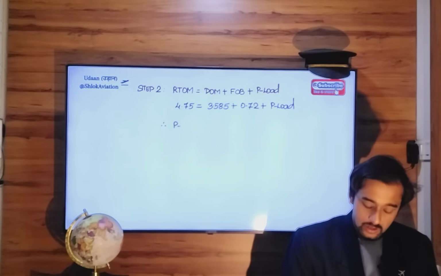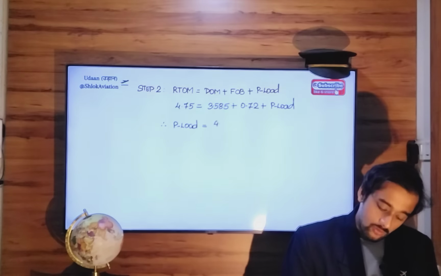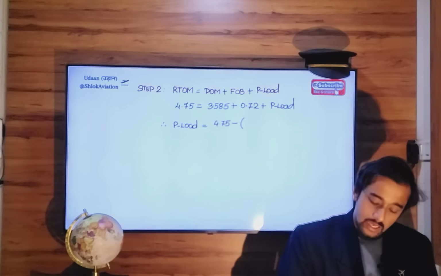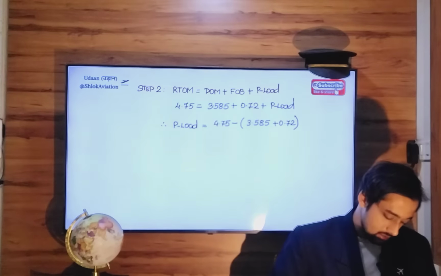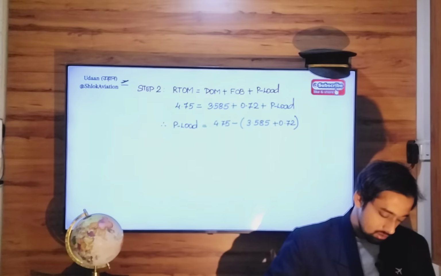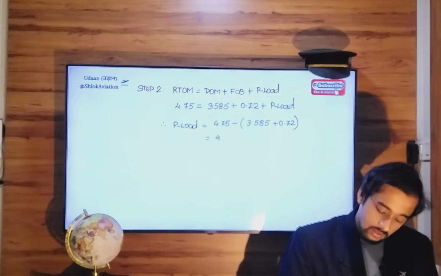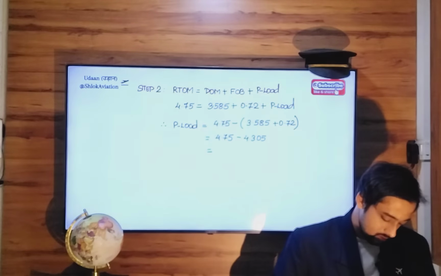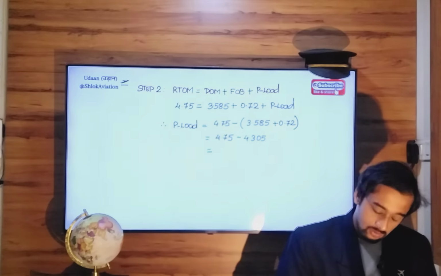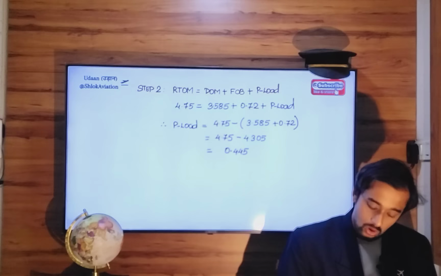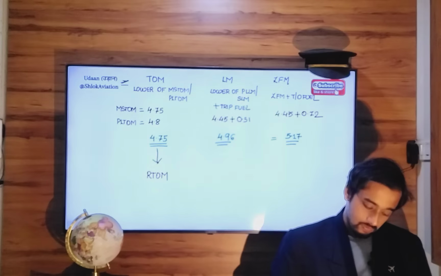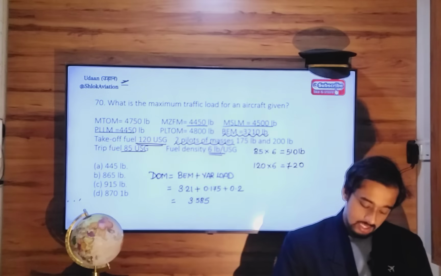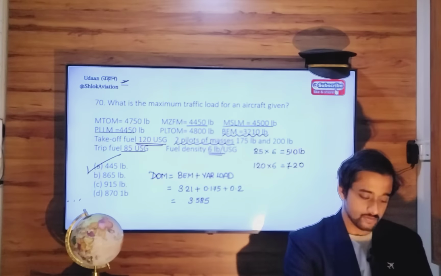So therefore payload will be equal to 4.75 minus 3.585 plus 0.72. So 4.75 minus 4.305, that is equal to 0.445 or 445 pound. So what is the maximum traffic load that you can carry? It is 445 pound. Okay.